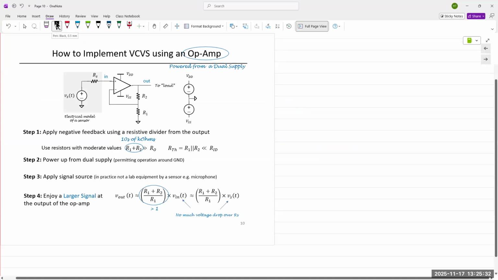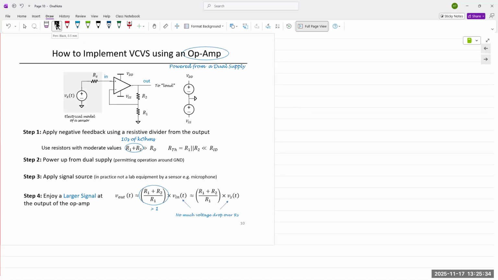All right. So we're talking about how the op-amp can supply an output voltage. That means it can function as a voltage source. And if it can function as a voltage source, depending on what is controlling that voltage, we can model the op-amp as a dependent voltage source that is controlled by the input voltage. And so we can build a voltage controlled voltage source using an op-amp.